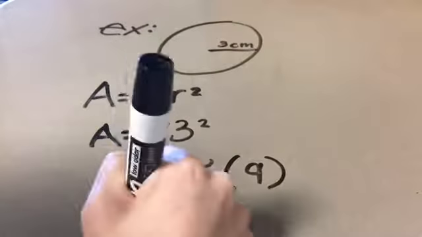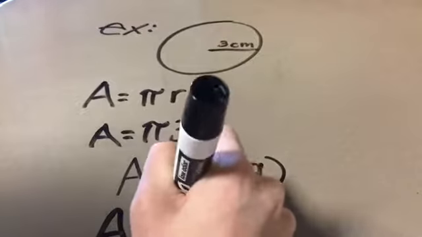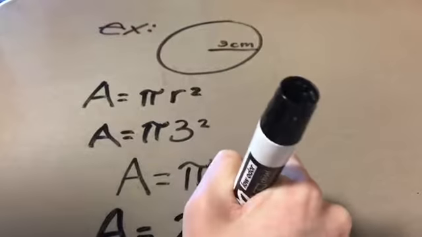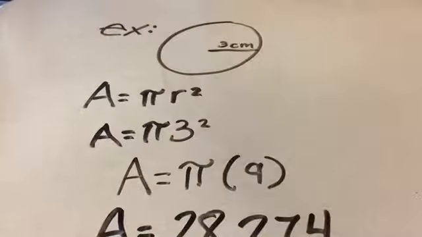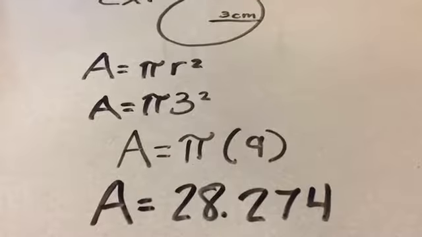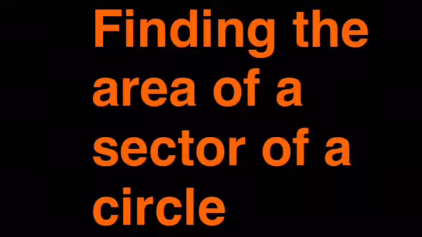And now we just square 3, which is 9, as you can see. And now plug into your calculator pi with a 9 next to it, and you get the answer of A equals 28.274. This is part 2 of 10.2.